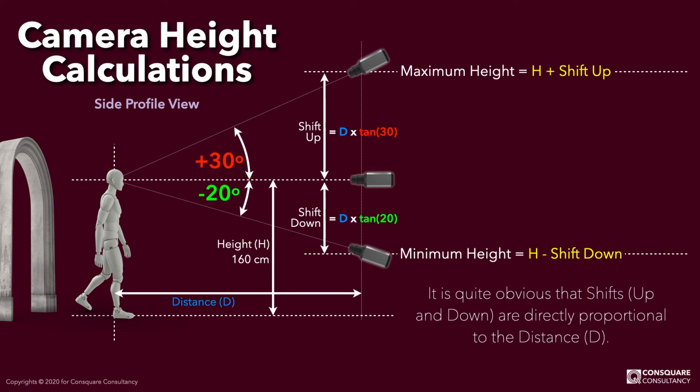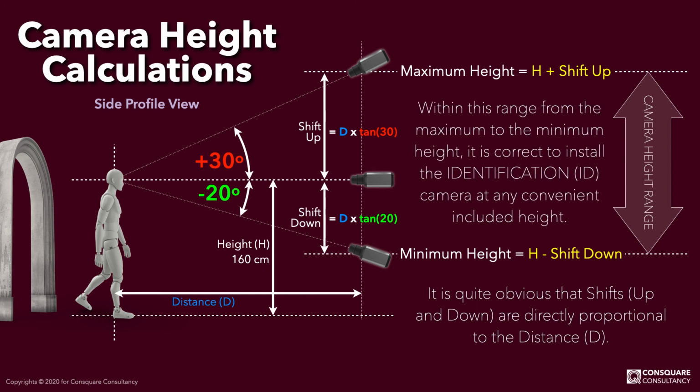It is quite obvious that shifts, up and down, are directly proportional to the distance. Therefore, this value is a function of distance, and changes by changing the distance between the camera and the focusing line where the target is located. Here it is, within this range from the maximum to the minimum height, it is correct to install the identification camera at any convenient included height. Please note that it is preferred to shift up rather than down unless the site condition and the security demands state something else.